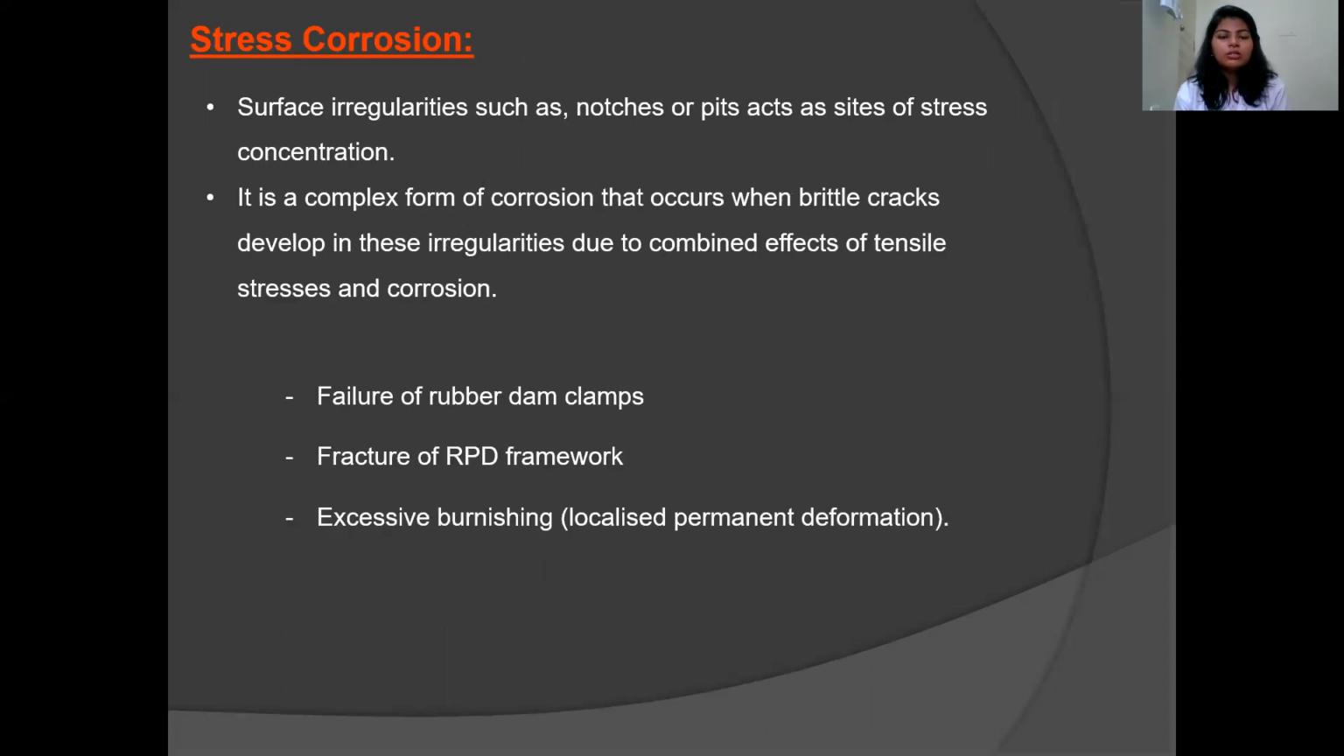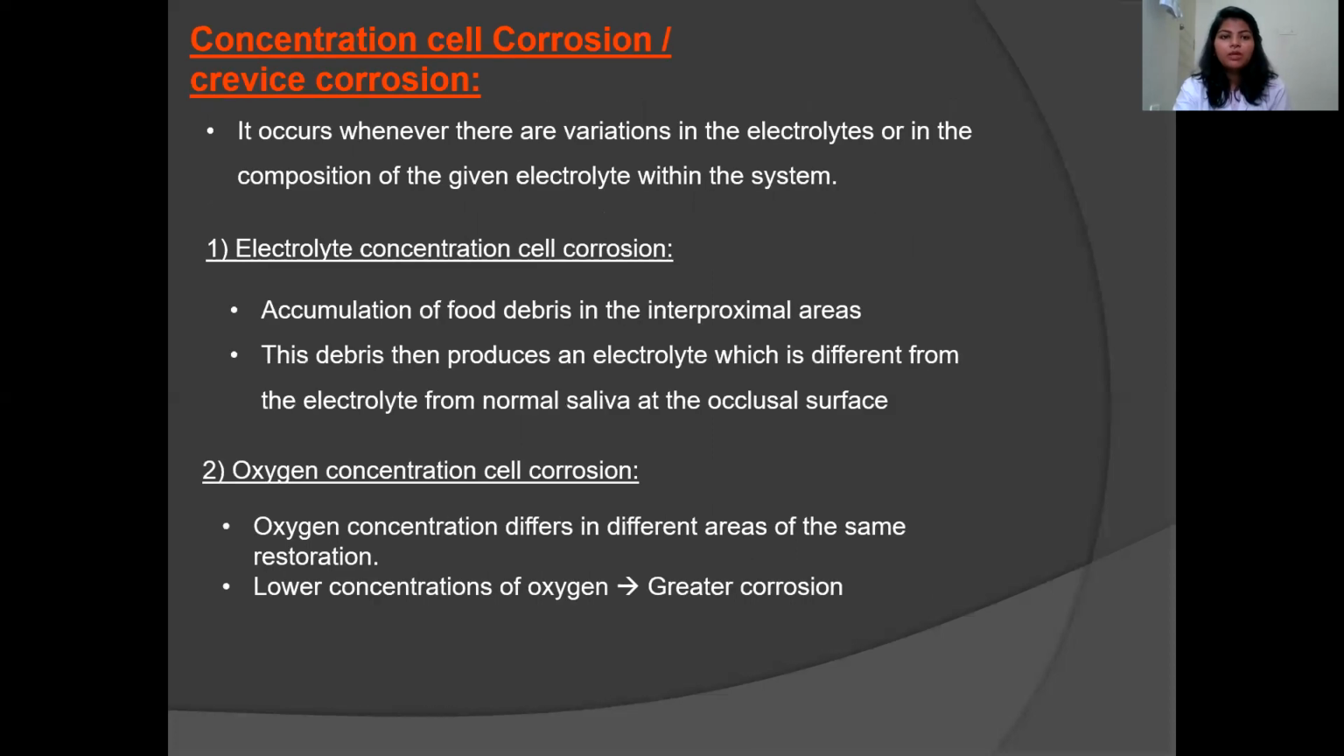Stress corrosion: surface irregularities such as notches or pits act as sites of stress concentration. It is a complex form of corrosion that occurs when brittle cracks develop in these irregularities due to the combined effects of tensile stresses and corrosion. Examples include failure of rubber dam clamps, fractures of RPD frameworks, and excessive burnishing, which will lead to localized permanent deformation.